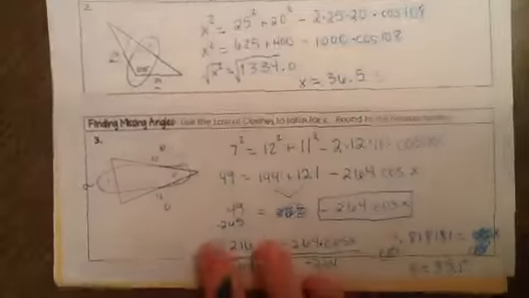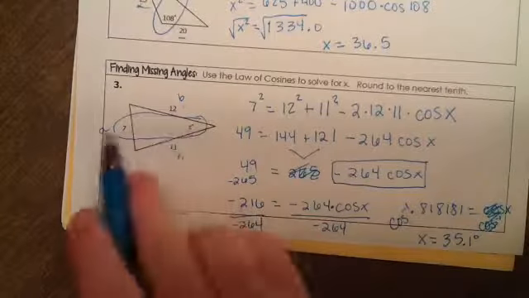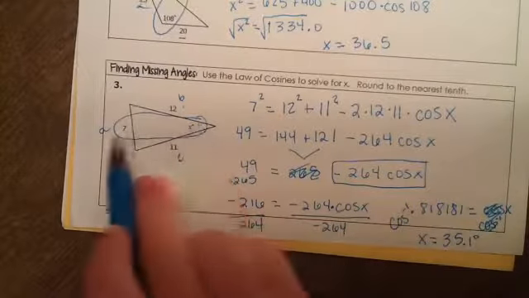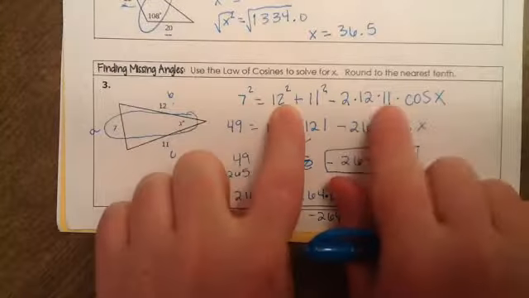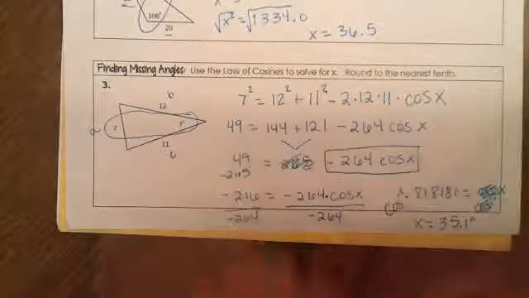The key is to match these two up. Whichever side and angle go together, those are the ones that have to be in the correct spot. The other two fill in this missing part.